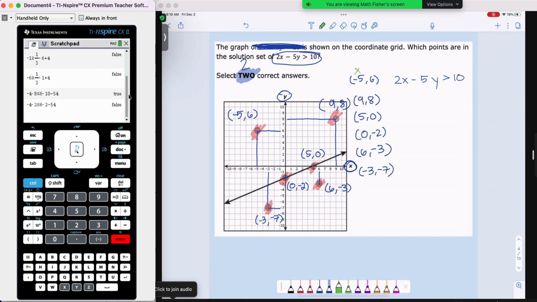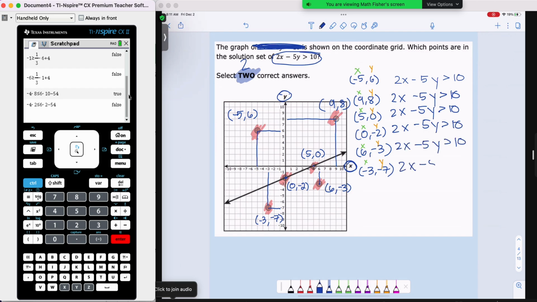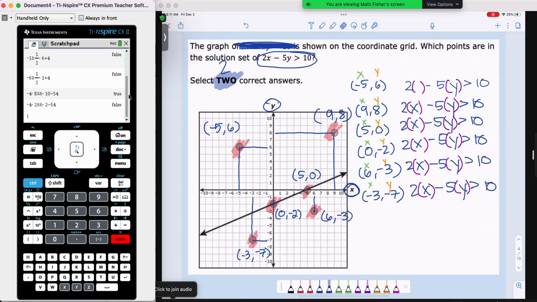I'm going to go through and label all my x's. Then label all my y's. I'm going to rewrite this inequality, my bad. 2x minus 5y greater than 10, for each point. And then we're going to put parentheses around every single letter. Okay, then we can get to replacing the x's and the y's.